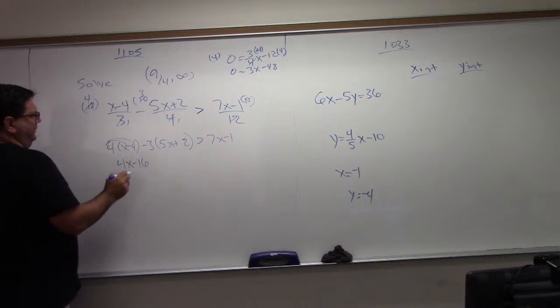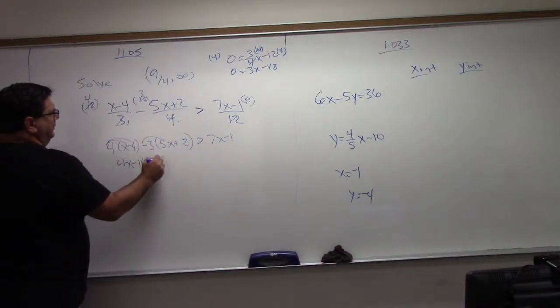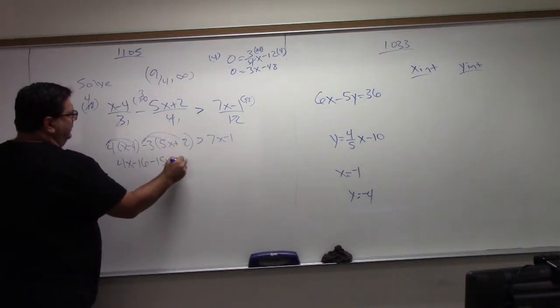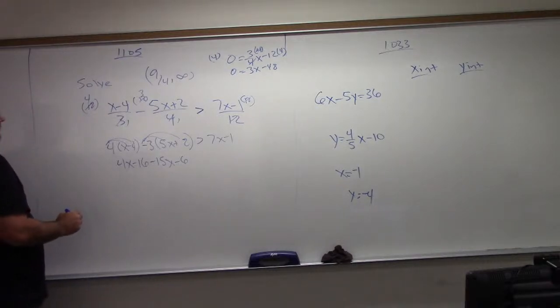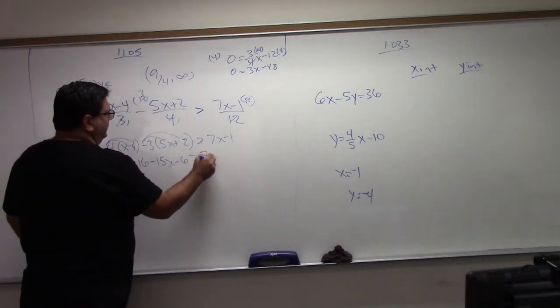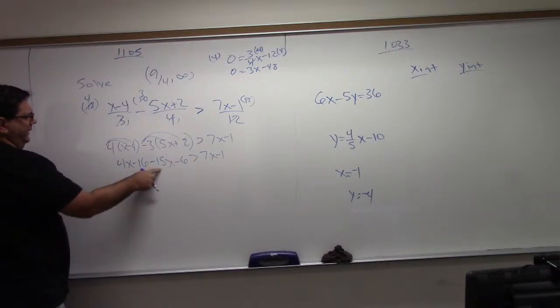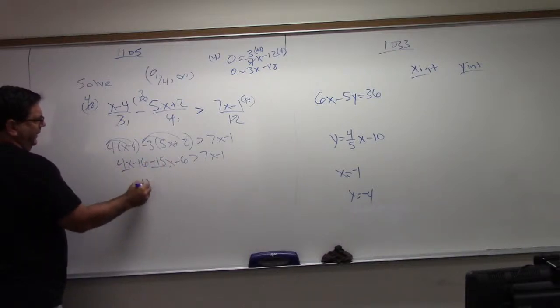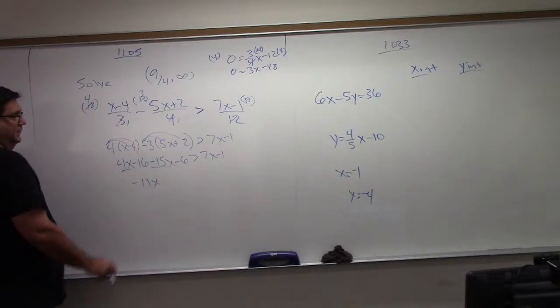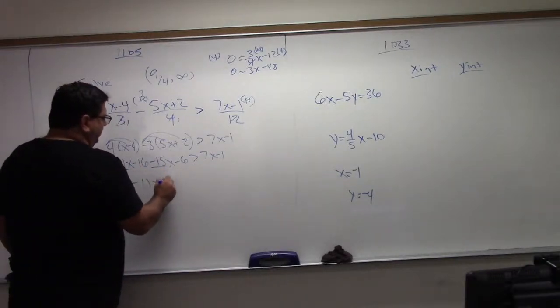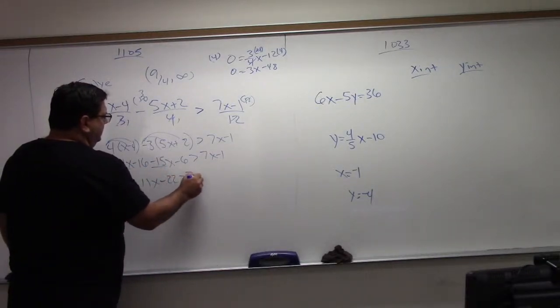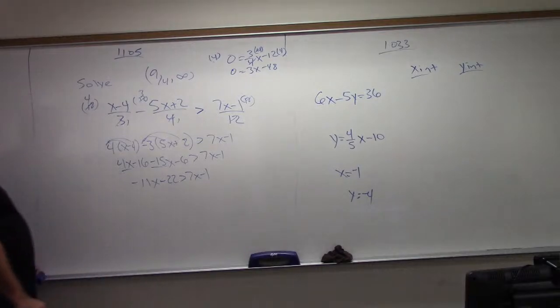4x minus 16, minus 15x minus 6. Four x minus 15x, negative 11x, negative 16 minus 6, negative 22.